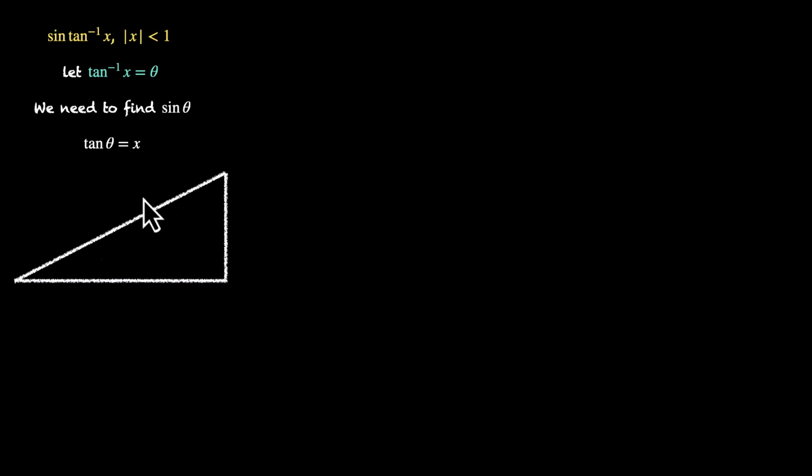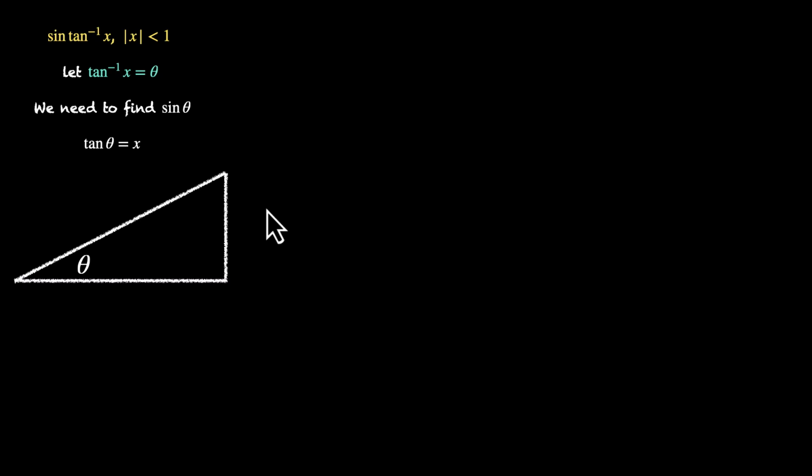Now imagine a right angle triangle. In this triangle, one angle is theta. What we know is tan of theta, that's equal to x. And what we need is sine of this angle, sine of theta. How can we approach this? Pause the video, try this out.